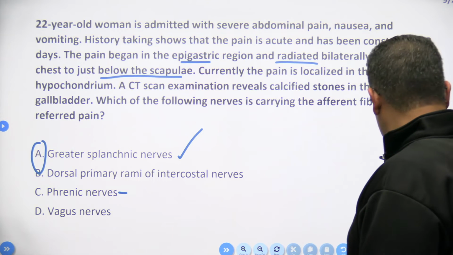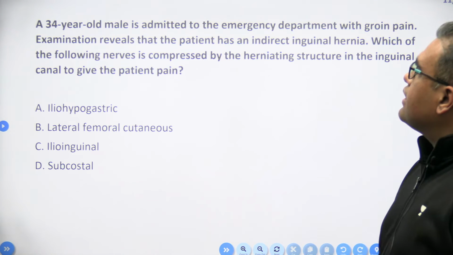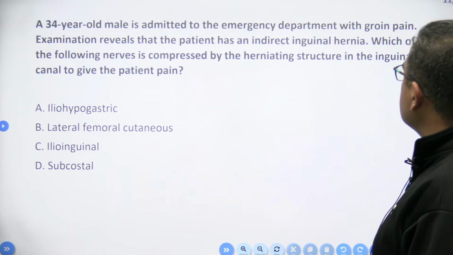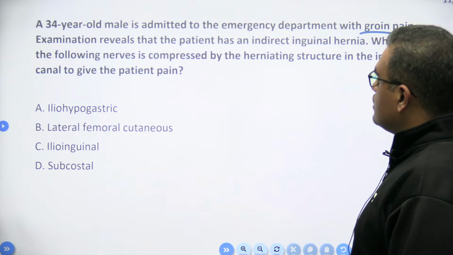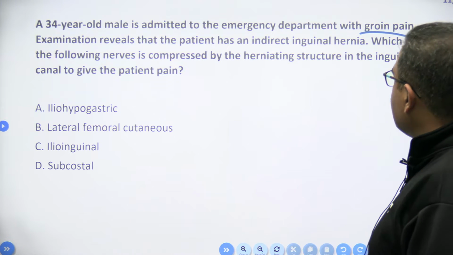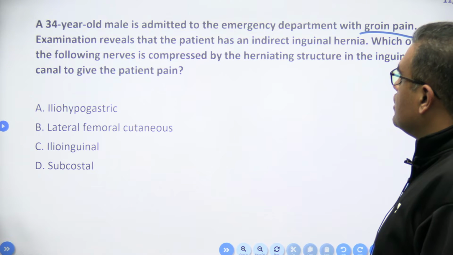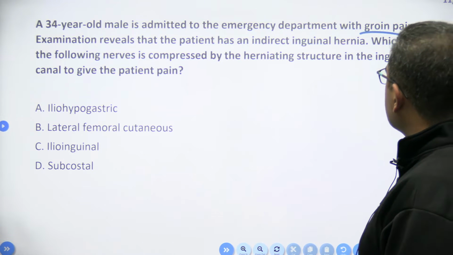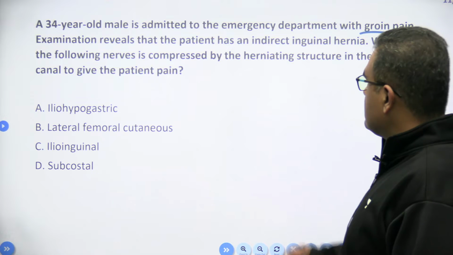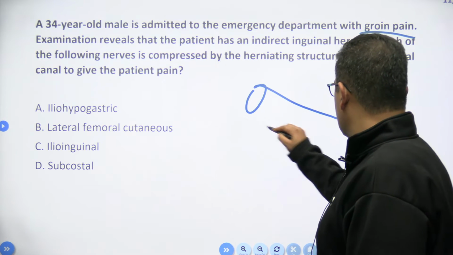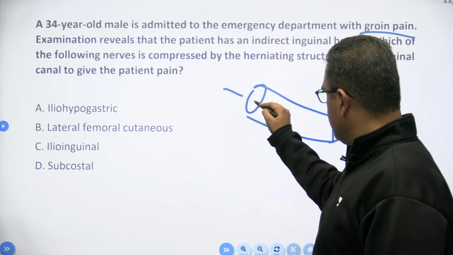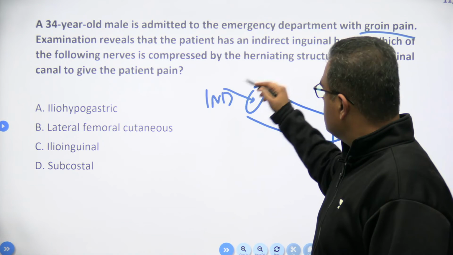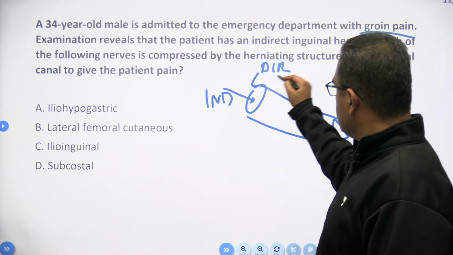I hope it clarifies. Let us see a couple of more. A 34-year-old is admitted to the emergency with groin pain. Examination reveals that the patient has an indirect inguinal hernia. Which nerve is compressed by the herniating structure in the inguinal canal to give the patient pain? So this is supposedly the inguinal canal. Indirect hernia, we all know, enters through the deep inguinal ring.